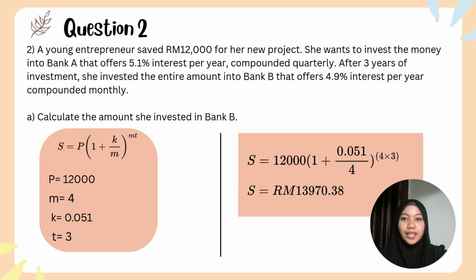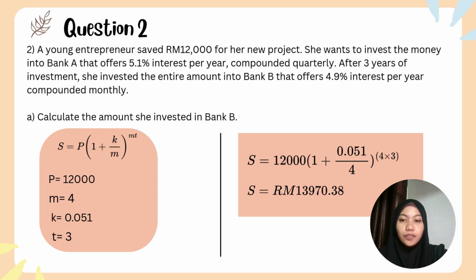Question 2. A young entrepreneur saved 12,000 for her new project. She wants to invest the money into Bank A that offers 5.1% interest per year, compounded quarterly. After 3 years of investment, she invests the entire amount into Bank B that offers 4.9% interest per year, compounded monthly. A. Calculate the amount she invests in Bank B.